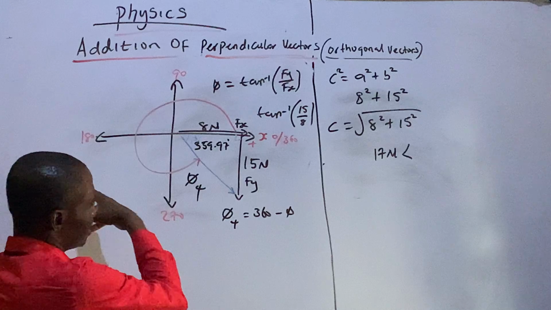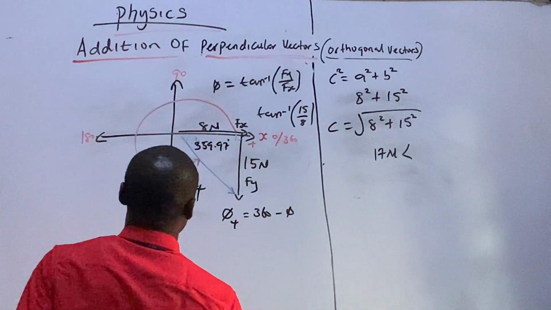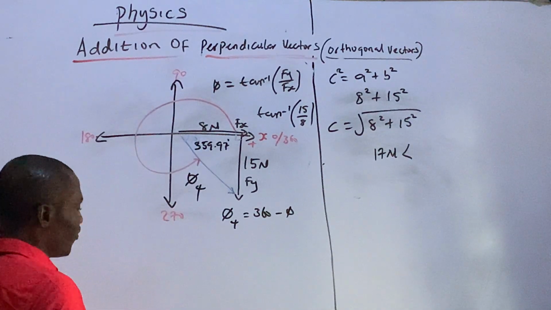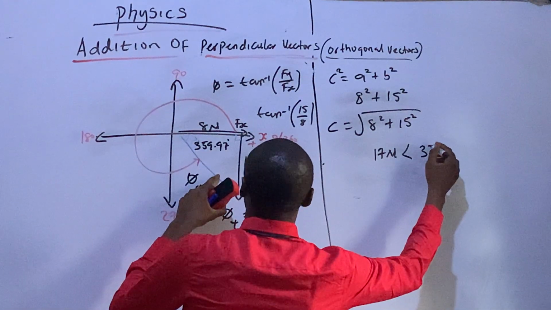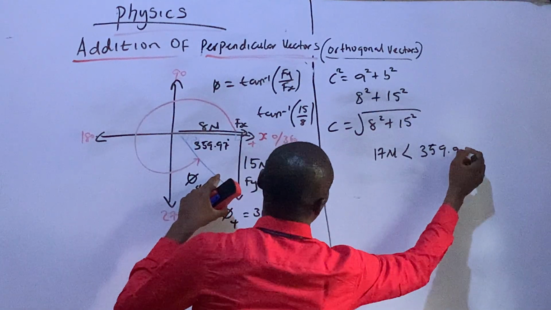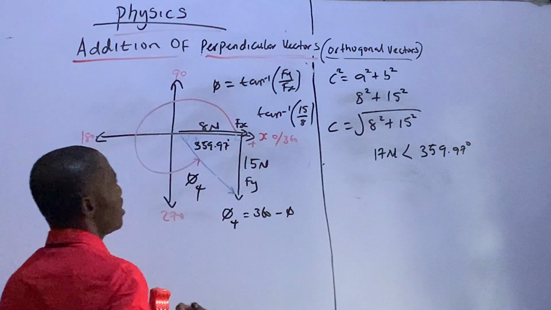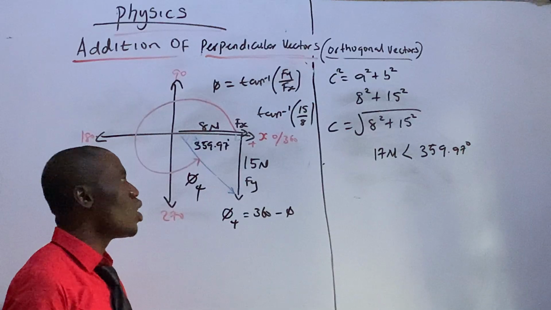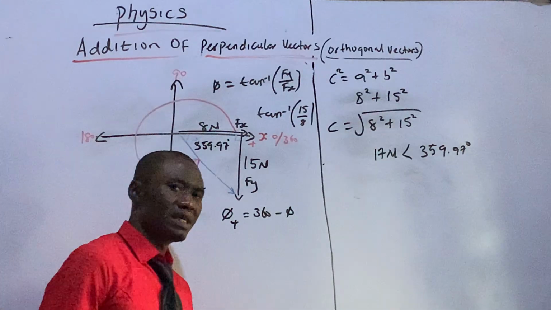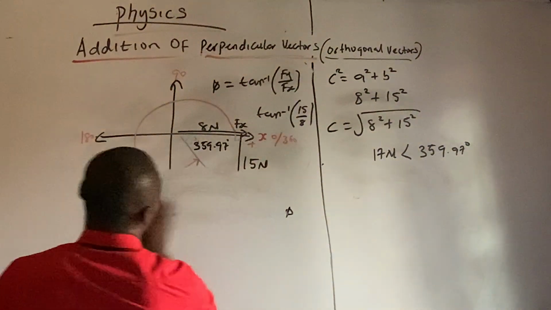Now let's do the last quadrant, the third quadrant, which is the one we have not done. So we have the magnitude of these two vectors as 17 Newton at an angle of 359.97 degrees. So let's solve another one.